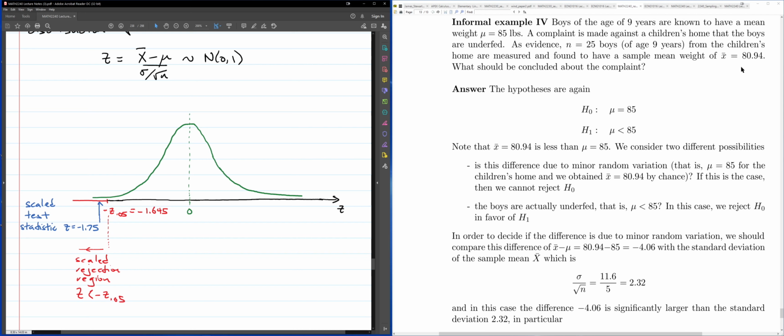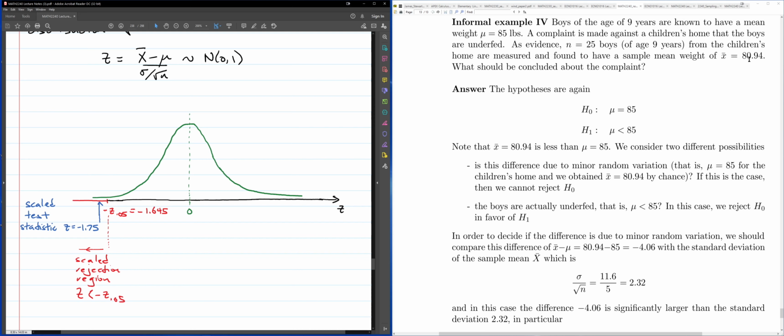So to actually get this 80.94, it didn't happen by chance alone. What that means is that your assumption over here that mu is equal to 85 is not a correct assumption. Because if it were correct, if mu is actually equal to 85, the probability that you would have gotten the 80.94 is just too small. So this assumption was wrong in the first place.